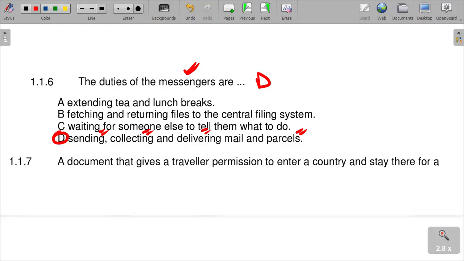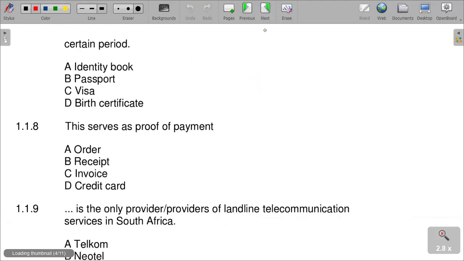A document that gives a traveler permission to enter a country and stay there for some certain period of time. What is that document that gives a traveler a right to enter a country and stay for a certain period of time? Number 7, when a person enters a country, in order to have the right to stay there for some period of time, it is what?